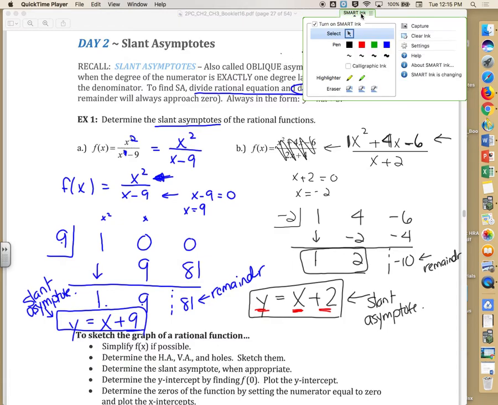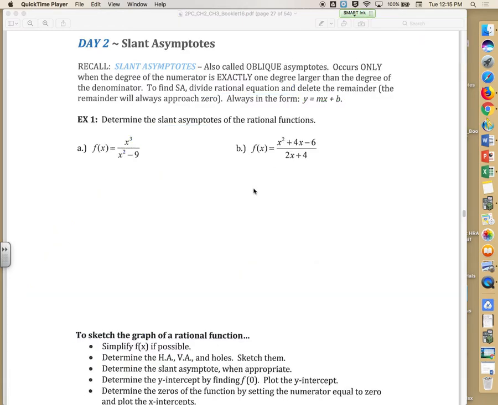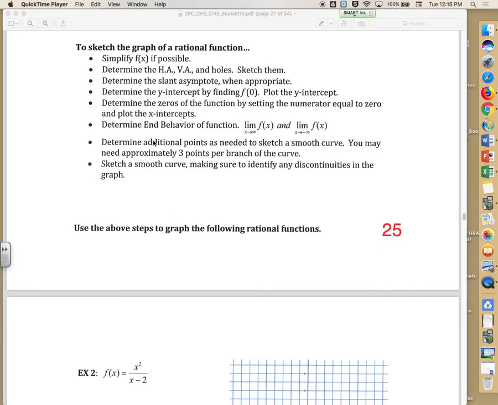So that's what we're going to look at. And then we're going to put it all together, and we're going to do some graphs with it. So down here, what do you need to graph? If you can simplify the equation, we'll simplify the equation first. If you can factor and do any canceling, that's good. Horizontal, vertical asymptotes, holes, just like we did before. That was yesterday. And we'll put them on the graph. What are the slant asymptotes? That's what we just looked at.